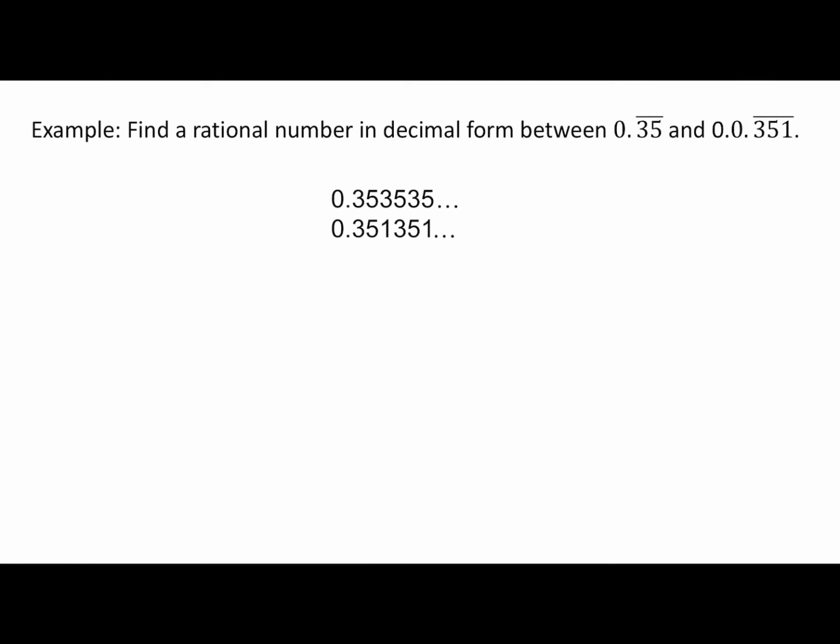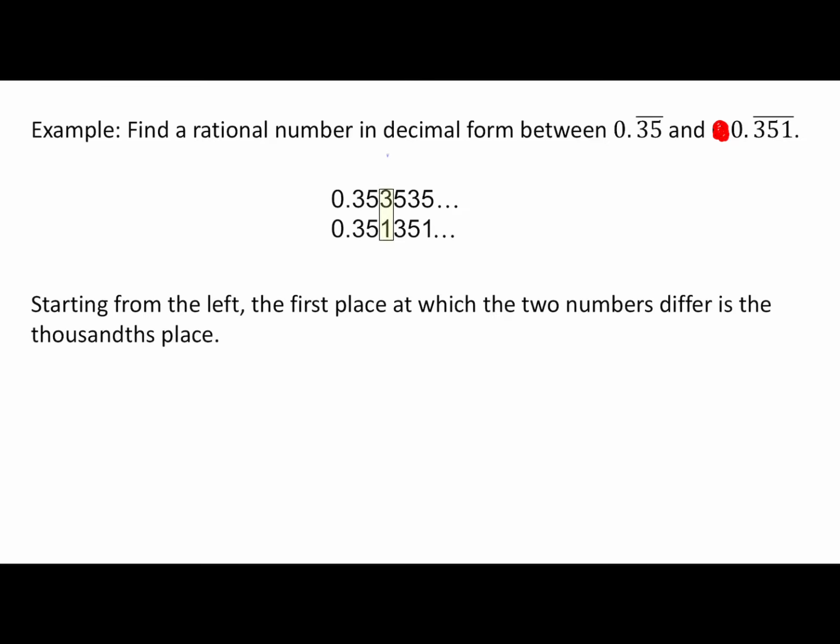Okay, what if I asked you to find a repeating, not necessarily repeating, a decimal number between 0.35 repeating and 0.351 repeating. Now, I've got an extra 0 point here, so there we go. So same idea. I'm going to line them up, and I want to find the first place where they differ. So it's right here in the thousandths place.